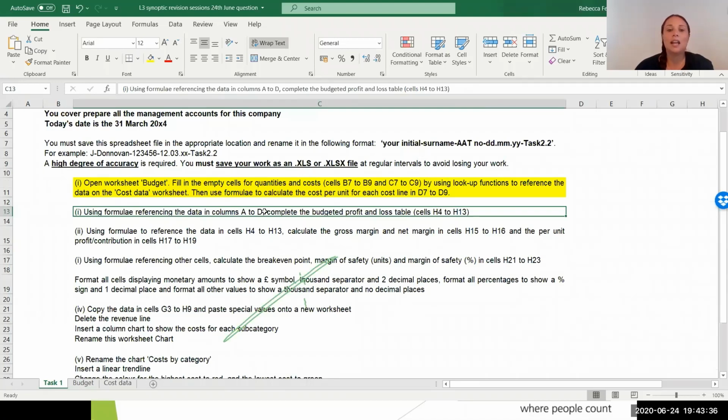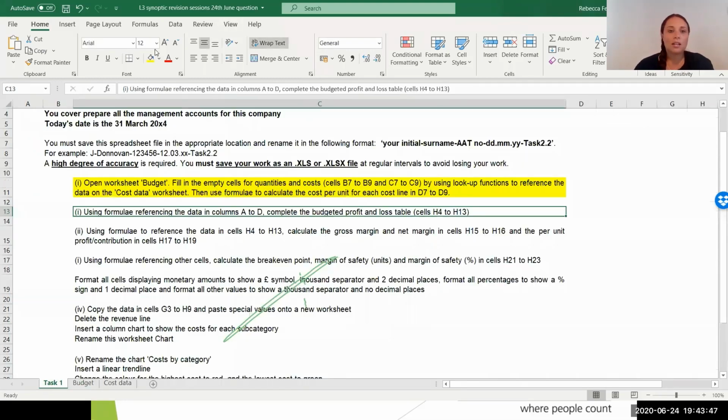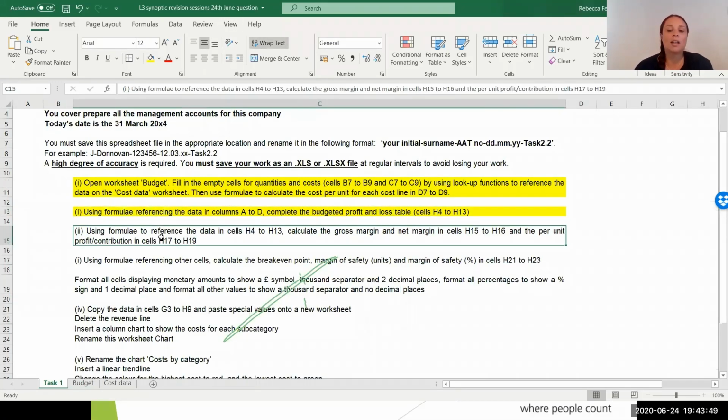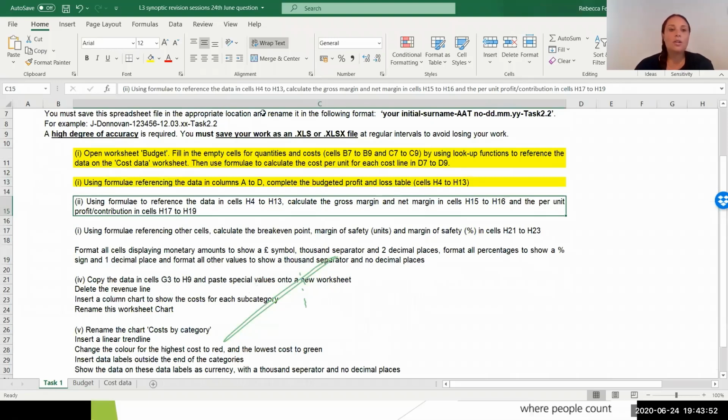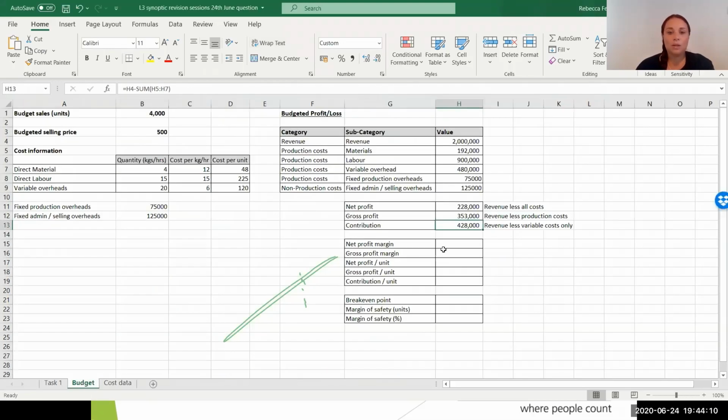So using the data in A through to D, complete the budgeted sales H4 to H13. I think we've done that. We've done it all the way down for the bottom. So let's have a look at our next requirement. So using formula referencing to data cells in H4 to 13, so they're the ones that we've just calculated, calculate the gross margin and net margin in H15 to 16, and the per unit profit and contribution in H17 to H19. So what we've now got to do is calculate these boxes here.